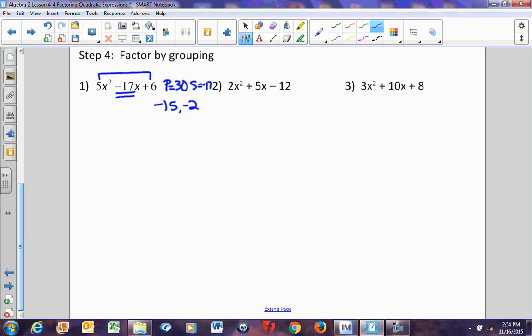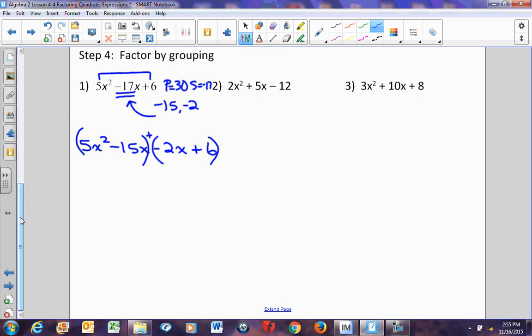Now what am I going to do with this negative 15 and this negative 2? They are going to replace the negative 17 in the middle. I keep my first term, 5x squared. I rewrite negative 17x as negative 15x minus 2x, or negative 2x minus 15x. The order doesn't matter. And then I add the last term, plus 6. Now I have a 4-term polynomial. With a 4-term polynomial, we're going to group it. So I group first 2, last 2, and I put a little plus sign between them, because the sign goes with its term. So now I have 5x squared minus 15x plus parentheses negative 2x plus 6.